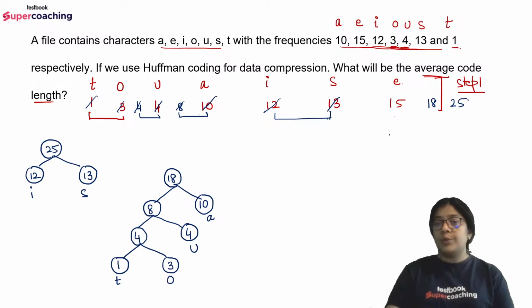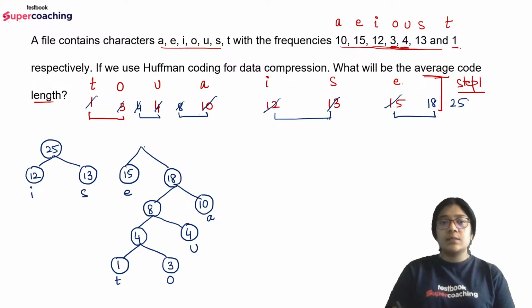The 18 is already known. 15 is the frequency of E. This is smaller than 18, so we'll keep this node on the left of 18. So we will keep it on the left side. This is 15 and this is the frequency of E. Merge them. 15 plus 18 is 33. So here we are getting 33.